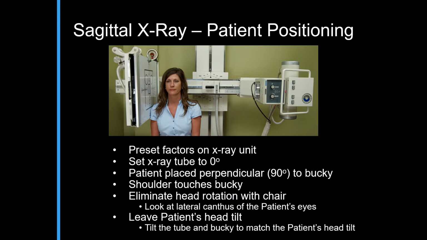and this is how we actually position them with the X-ray system. First off, we set the X-ray tube to 0, and the patient is placed perpendicular, or 90 degrees, to the bucky. The shoulder touches the bucky, and to eliminate head rotation we use the chair, looking at the lateral canthus of the patient's eyes, and we leave the patient's head tilt. Once we see there's some head tilt, we tilt the tube and the bucky to match the patient's head tilt, not move the patient's head tilt. I know some techniques will do that.